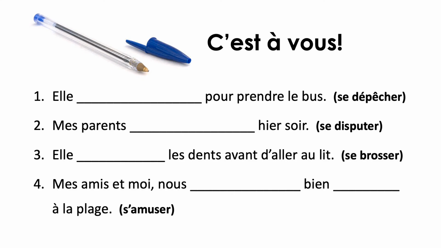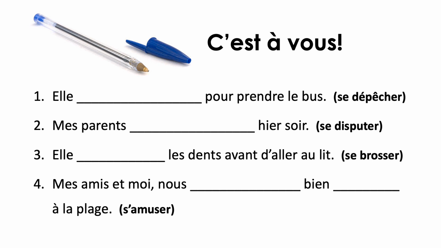All right, c'est à vous. Take a pen and paper and see if you are able to conjugate the verbs in brackets, the reflexive verbs, correctly in the passé composé. Pause the video. Okay, let's have a look.